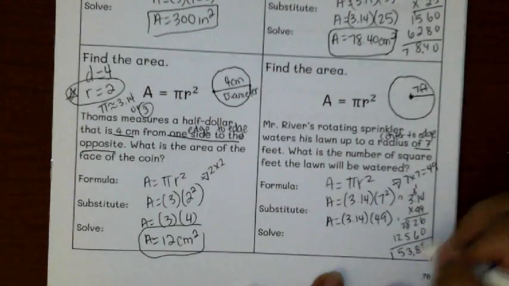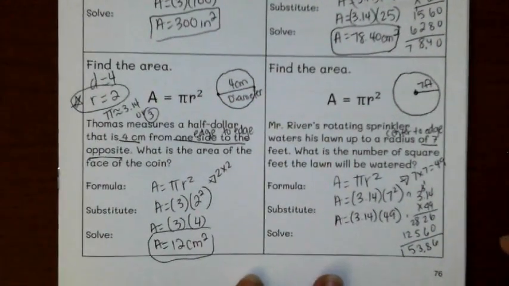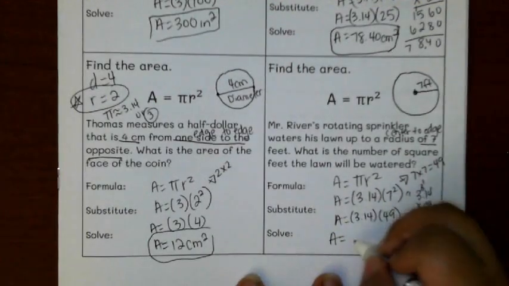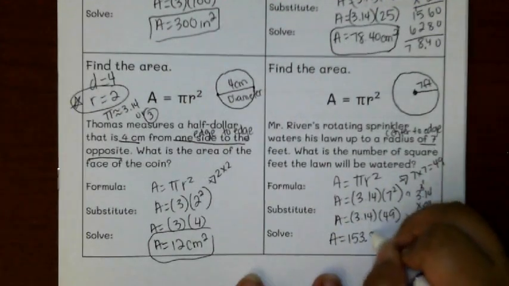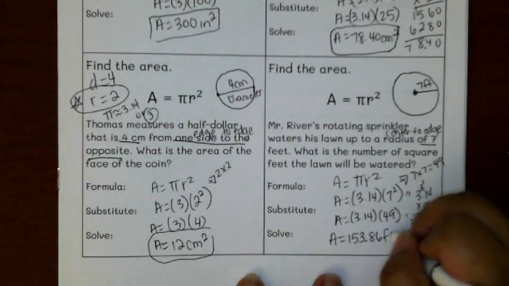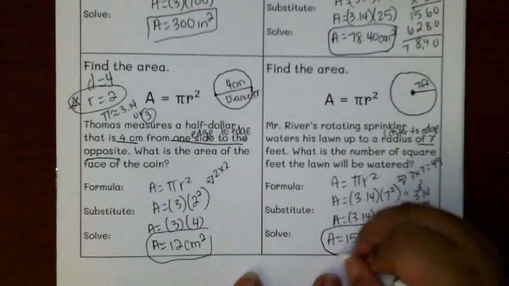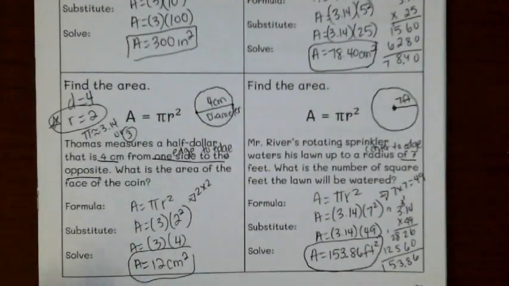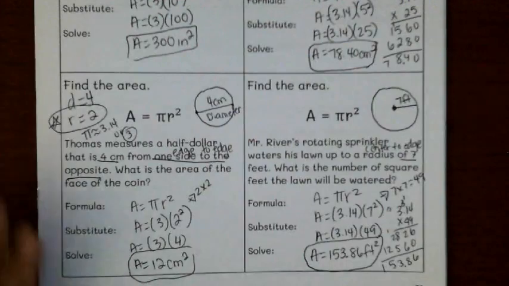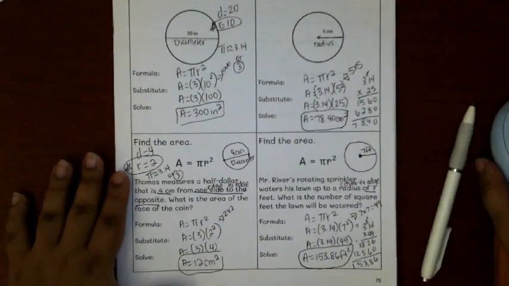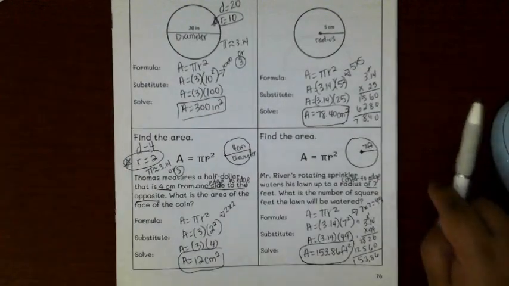So my final answer is going to be 153 and 86 hundredths feet squared. Don't forget the squared. That is going to be my final answer. Now I'm going to zoom out here in a second. Pause if you need to before I finish, so we can move forward to the last page.